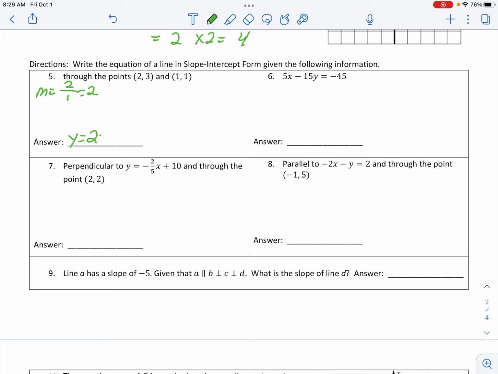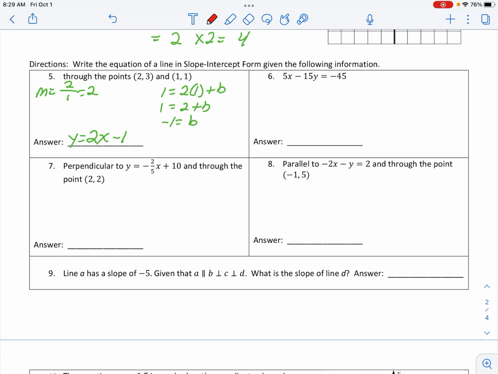So what we have going now is y equals 2x plus something. Go find that y-intercept. We've talked about plugging in one of those points for x and y. So I'm going to take the point (1, 1) and solve for b. So 1 minus 2 gives me negative 1. The equation is y equals 2x minus 1.